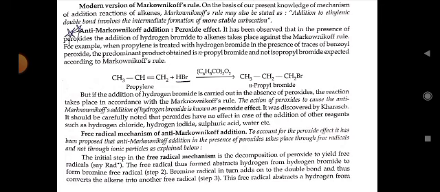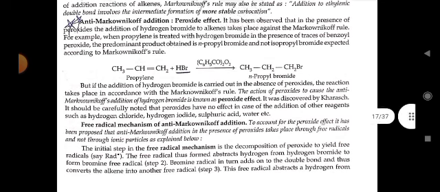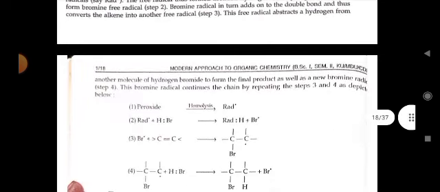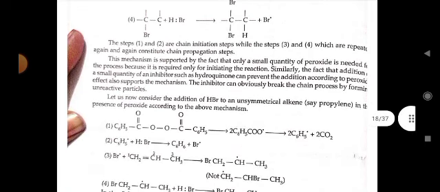Step 2, bromine radicals in turn add on to the double bond and thus convert the alkene into another free radical. Step 3, this free radical abstracts a hydrogen from another molecule of hydrogen bromide to form the final product as well as a new bromine radical. Step 4, the bromine radical continues the chain by repeating steps 3 and 2 as depicted. Steps 1 and 2 are chain initiation steps, while steps 3 and 4, which are repeated again and again, constitute chain propagation steps.